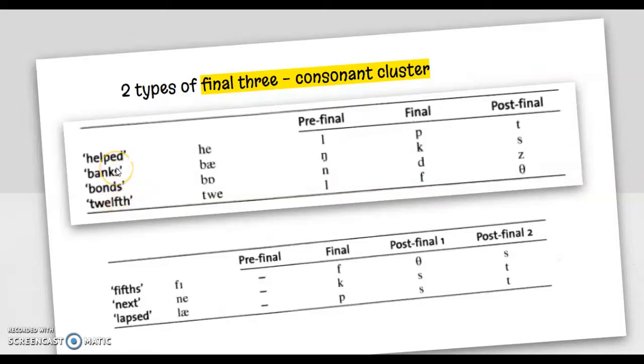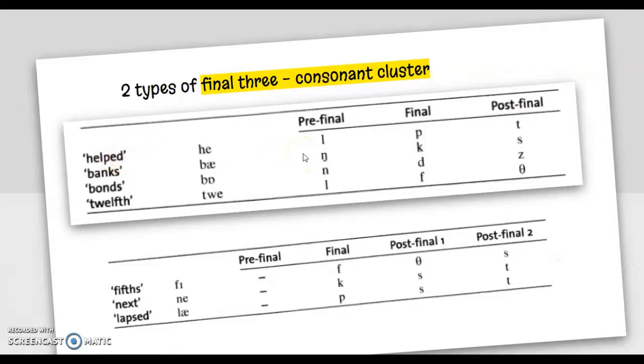So in the case of helped, you have h, yes, but the 3 final ones: l, pre-final, p, final, and t, post-final. As you may see, this one is voiceless and this is voiceless. So the post-final is the d or t for the regular verbs, okay?